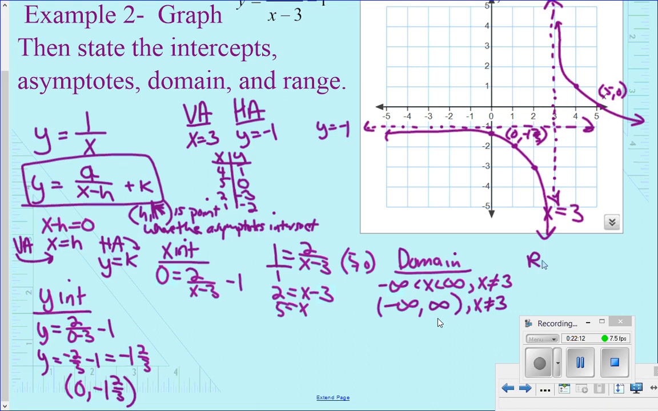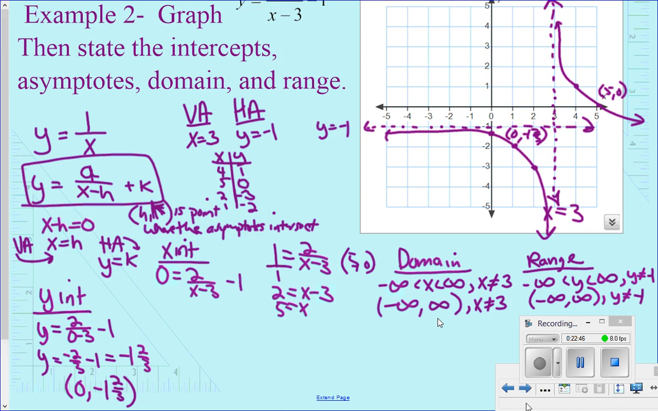And the range? Same thing. If that break wasn't there, if that horizontal asymptote wasn't there, it would be all reals, or interval notation. But that break is there. So because there's a break there, there's a range restriction. y cannot equal -1. Same thing here, y cannot equal -1. So that would be your domain. That would be your range. Okay. Now, that is all we got to in class today.